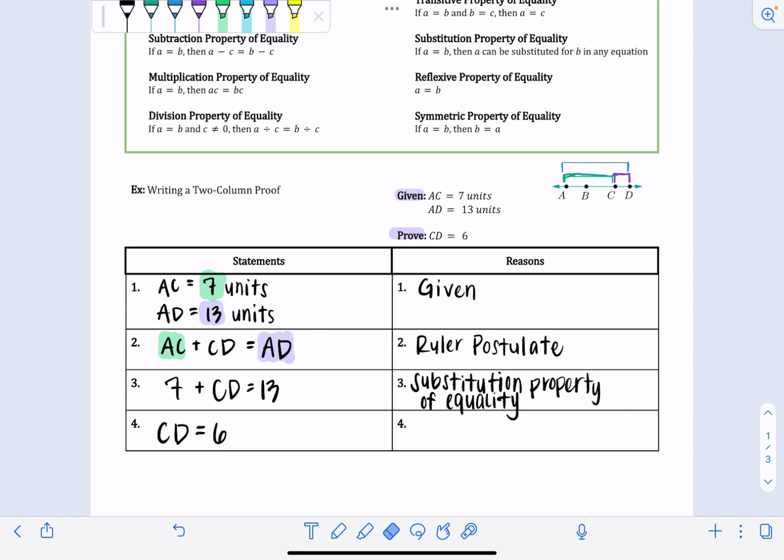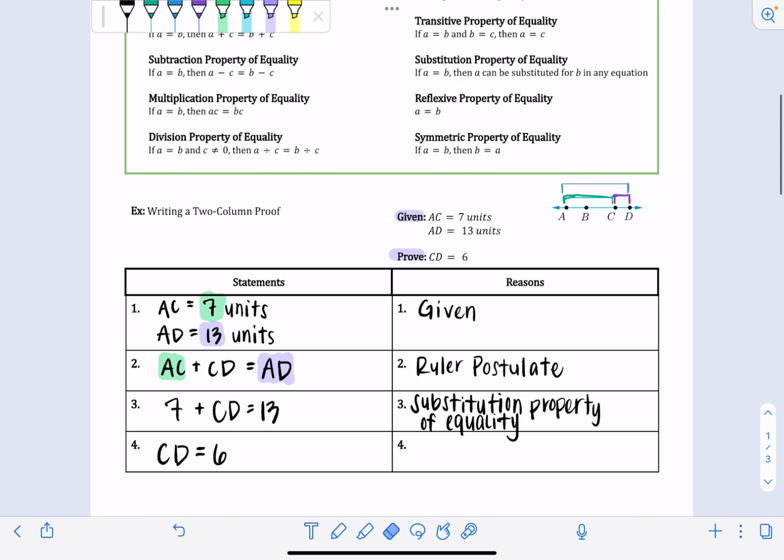And we subtracted to get here. So we used the subtraction property of equality. That one was up here. It said if A is equal to B, then A minus C is equal to B minus C. So we're basically saying these two sides are equal. The left side is A, the right side is B. And if we subtract the same thing from each side, then they're still going to be equal. So what I have left is going to be equal as well. Okay, so this one was the subtraction property of equality.